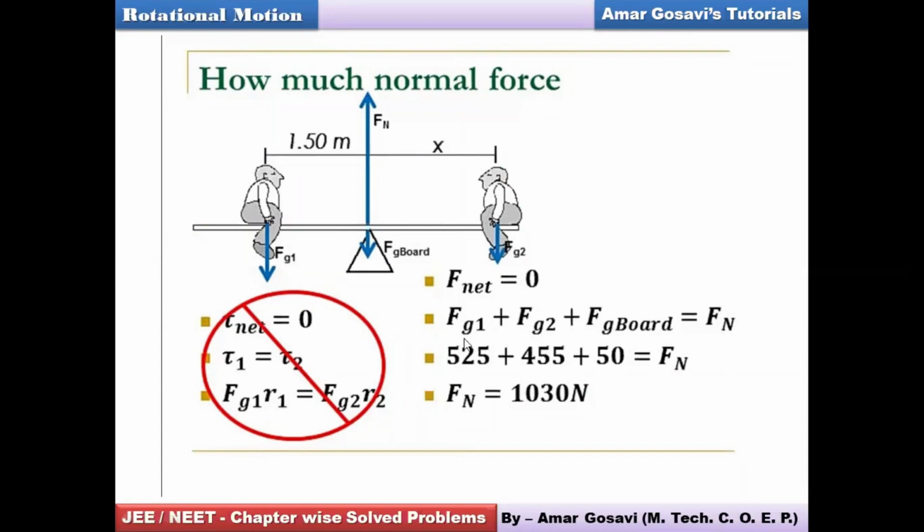So that means Fg1 plus Fg2 plus Fg board should be equal to Fn. So we know Fg1 is 525, Fg2 is 455, and Fg board we can work it out. The Fg board is the weight of the plank which would be acting here at the center. So that is 50. So that way, the normal reaction exerted by the fulcrum, the plank, Fn would be 1030 Newton. Please make a note of it.